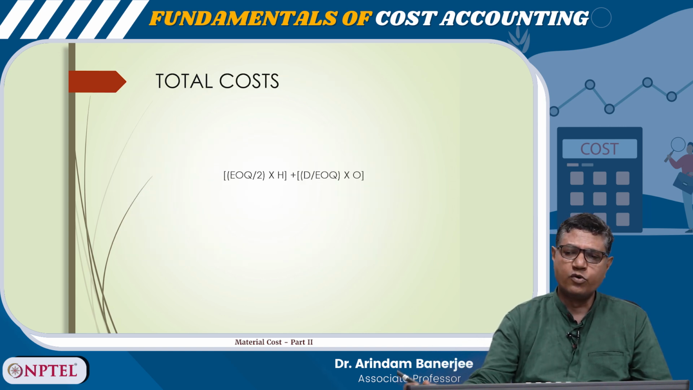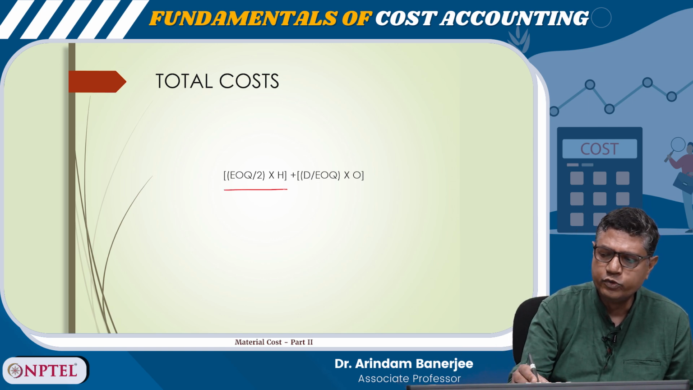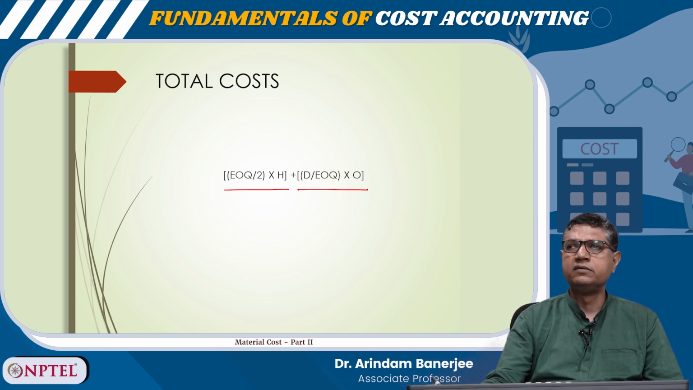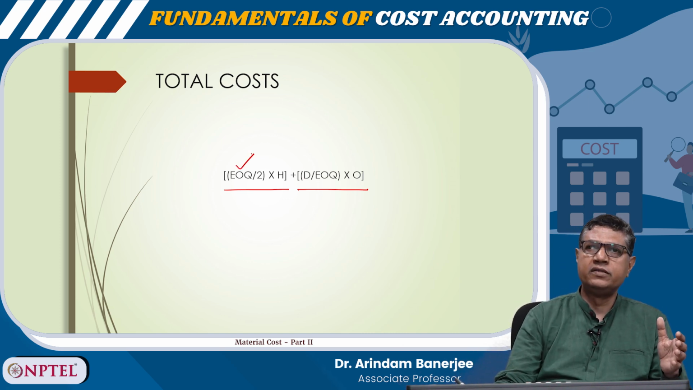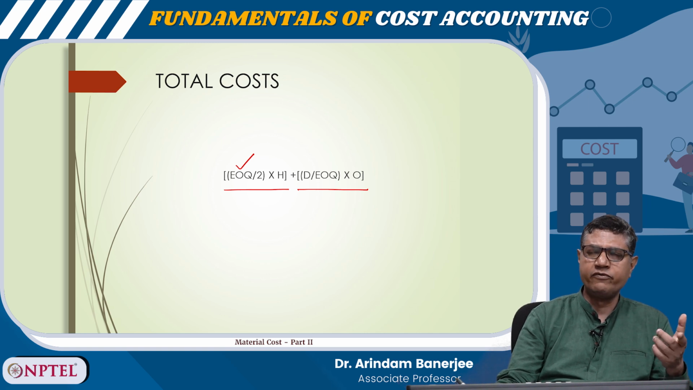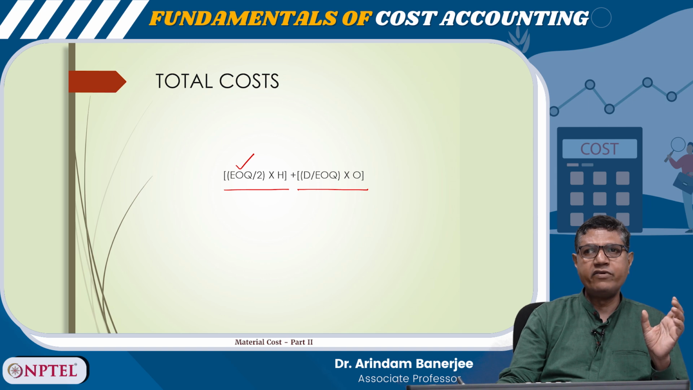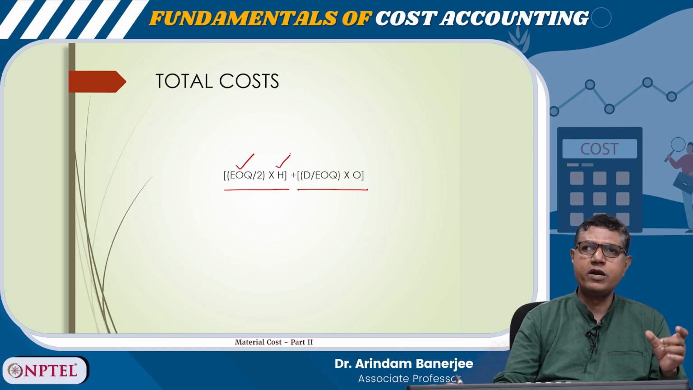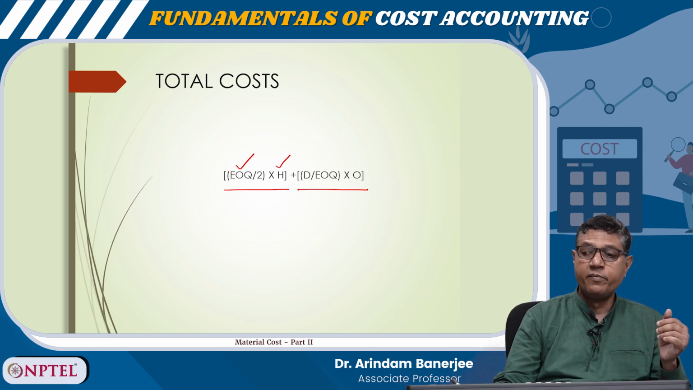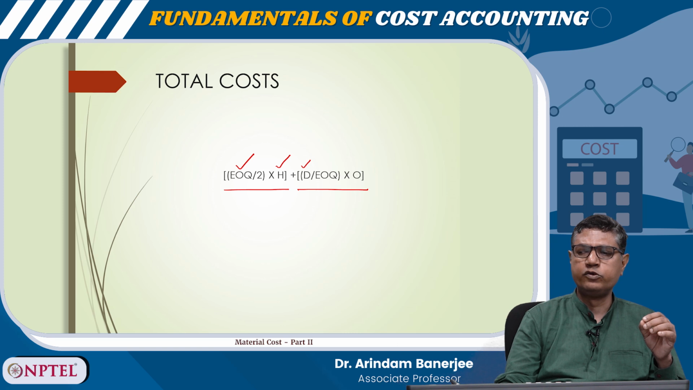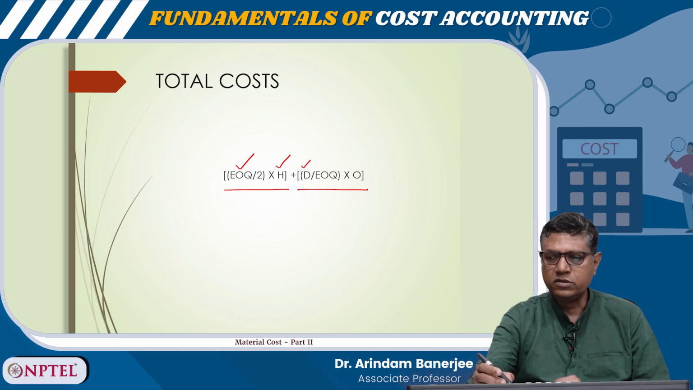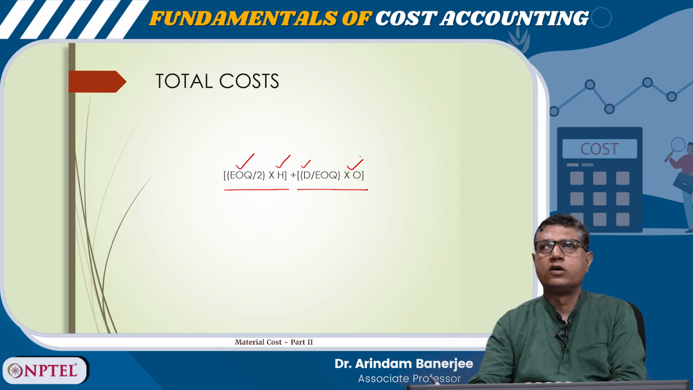How can we calculate the total cost? That is UQ by 2 into H plus D by UQ into O. D is the total annual demand, UQ is the number of units which the company is ordering. When you divide it by 2, you get the average order quantity, into the holding cost, because that quantity you are holding. So, that is the carrying cost, plus the annual demand divided by UQ, this many number of orders you are going to place, into the ordering cost. So, this is the total cost.